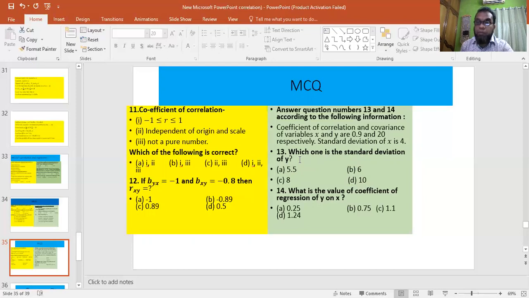We know byx equal to r sigma y by sigma x, and bxy equal to r sigma x by sigma y. If x is the later variable, then sigma x will be the denominator. So what is given? Coefficient of correlation r is given. Covariance of xy is given.